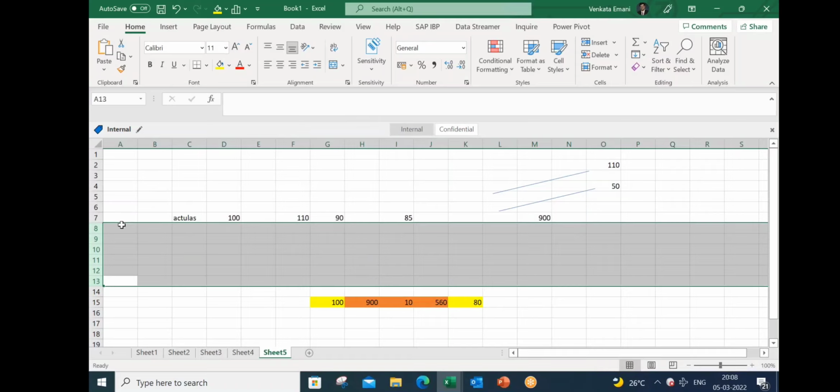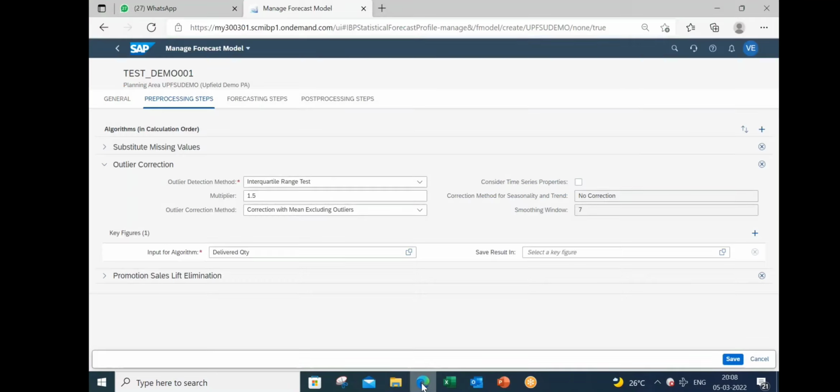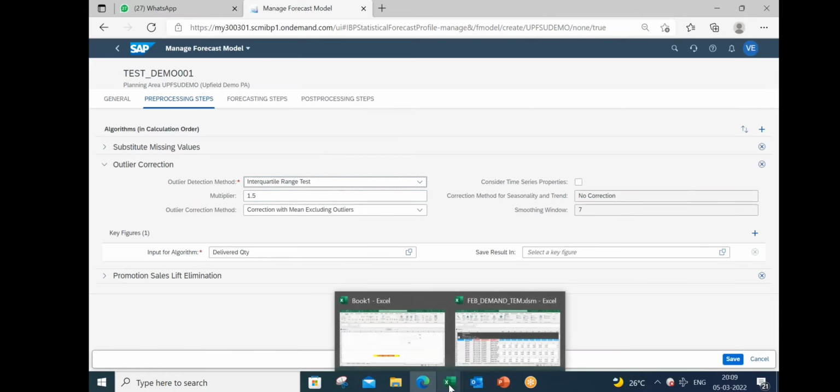Once the system has detected outliers, it asks what you want to do with them, how you want to correct them. That is what is here. First, the outlier detection method: the system should first detect the outliers. To detect them, there are two methods here. One is the IQR test, the interquartile range test. This is what I told you.